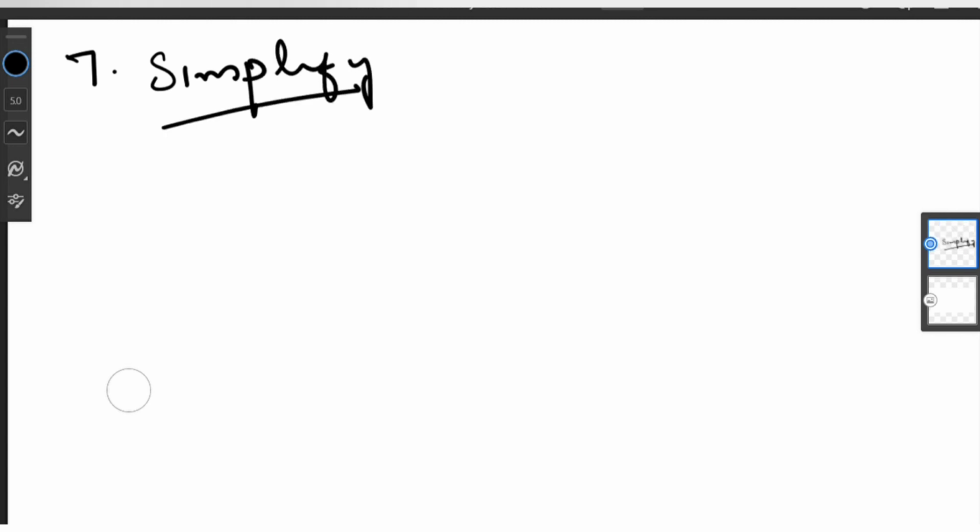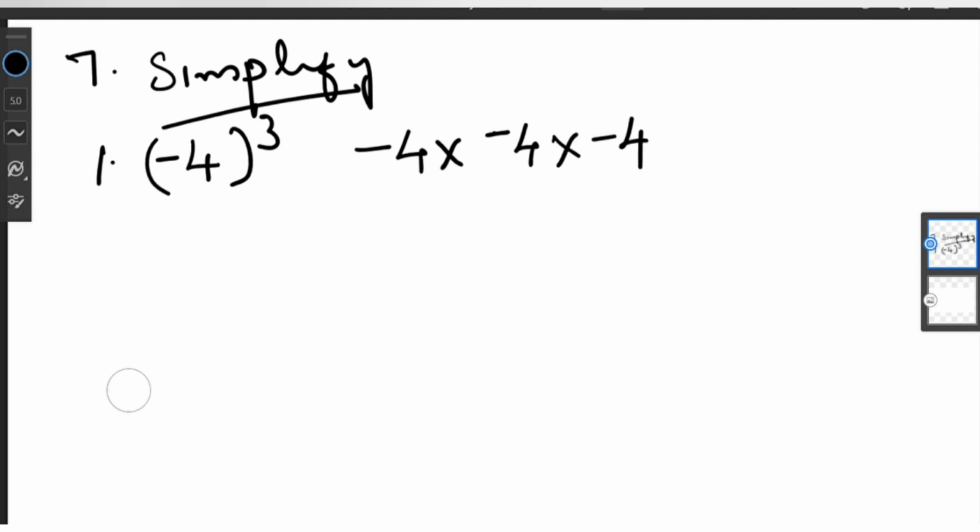So first question, minus 4 whole cube. What is meant by minus 4 whole cube? Minus 4 has to be written 3 times: minus 4 into minus 4 into minus 4. We know that when two minuses are multiplied, we get a positive sign. Minus into minus is positive. Again, that positive is to be multiplied with a negative sign, we get negative. So minus 4 into minus 4.